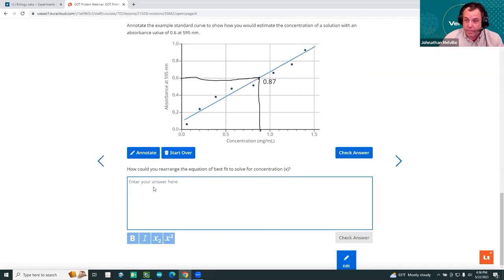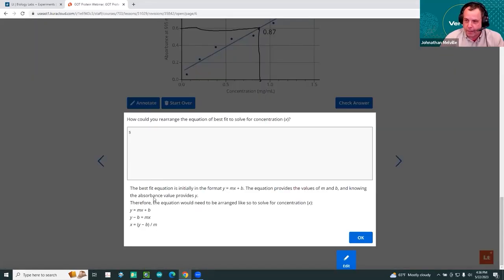And then there's also a nice math question, which is like, how could you rearrange the equation of best fit to solve for concentration? And if your algebra is a little weak like mine is today, it's going to tell you the answer right there, right? So it'll actually show you how to solve for it as well.